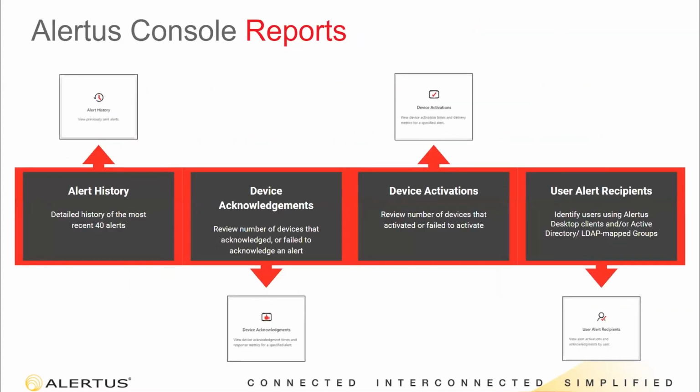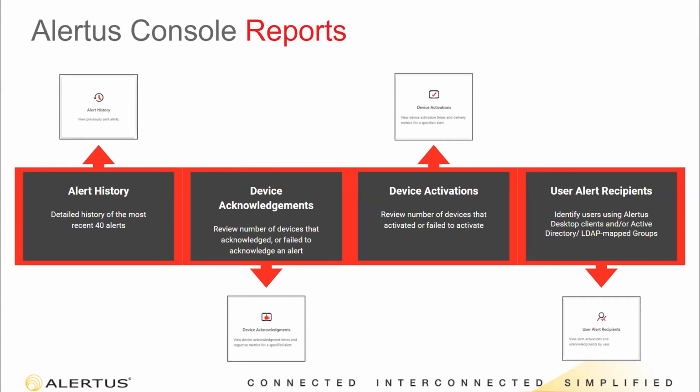Our first set of reports allow you to check the status and operations of the alerts activated from the Alertus system. The alert history report, as I showed, shows a detailed history of the most recent alerts that were processed by the Alertus system, and it will display all alerts dispatched by any means of the system. The device acknowledgement report gives you a summary of information of individual acknowledgements for each activation, each alert.